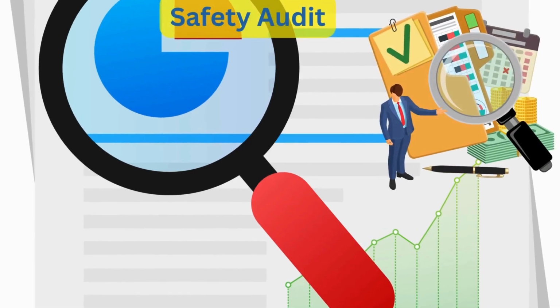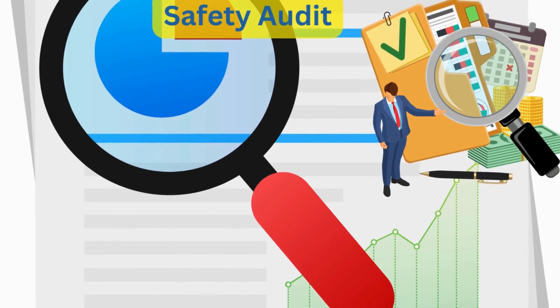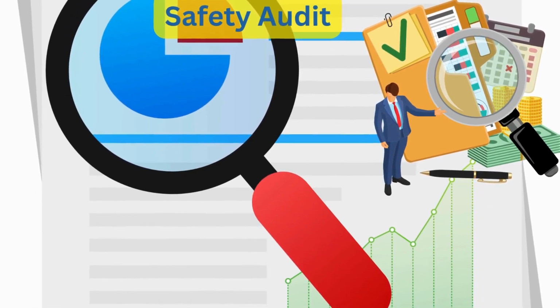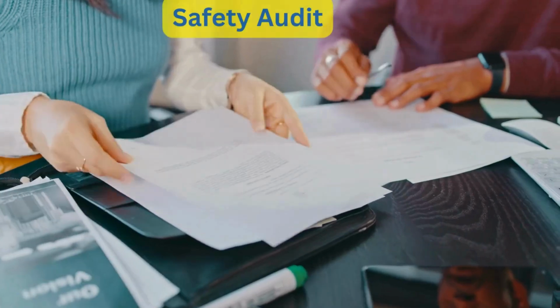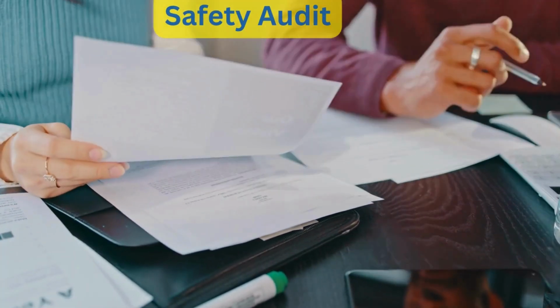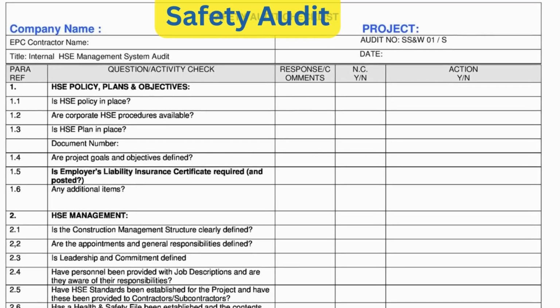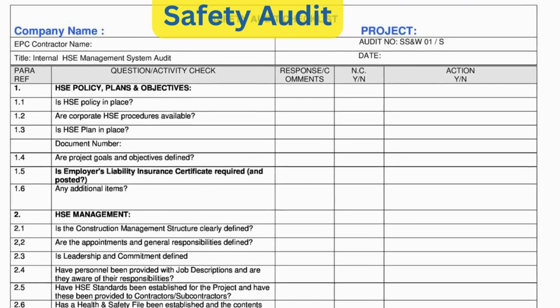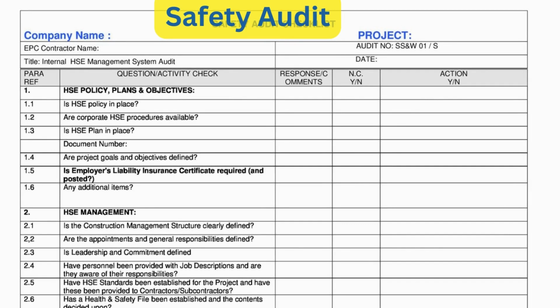Next, let's discuss safety audits, a technique that provides a comprehensive review of safety systems, policies, and procedures to identify hazards. Conduct internal audits regularly to review safety practices, policies, and equipment. Use audit checklists and procedures to ensure a thorough evaluation. Engage external auditors for an independent assessment of your safety practices.